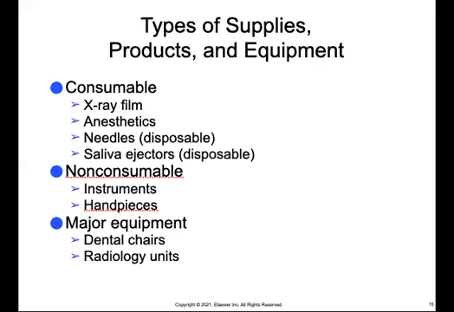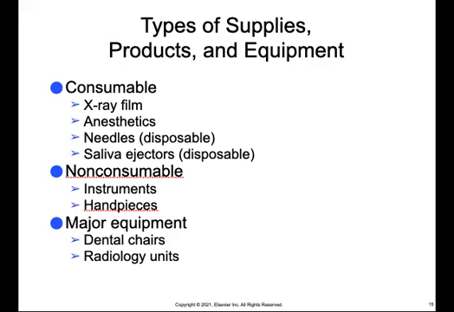So there are different types of supplies, products, and equipment, and they fall into different categories. The first category is consumable supplies and products. These are items that are used and must be replenished, so they cannot be reused. These include X-ray films, anesthetics, disposable needles, and saliva ejectors.